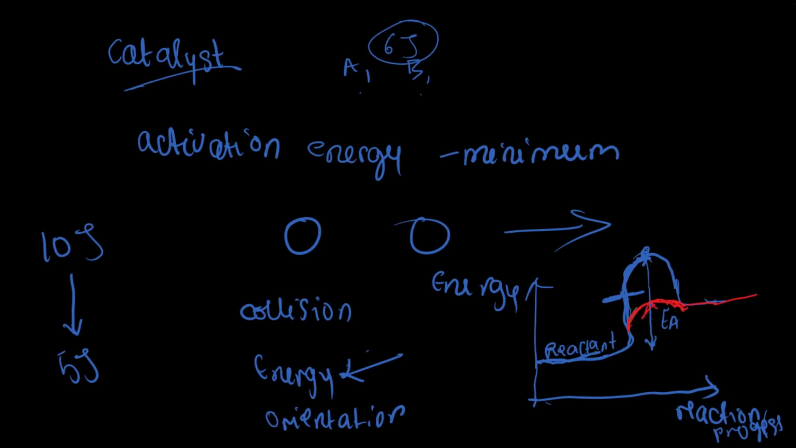Now you can see that A1 and B1 that couldn't react before can now react and cross over to the product side. This is how a catalyst affects the rate of a reaction, and the catalyst itself is not consumed during the reaction process. Okay, now for this video, these are the 4 factors we'll be considering.